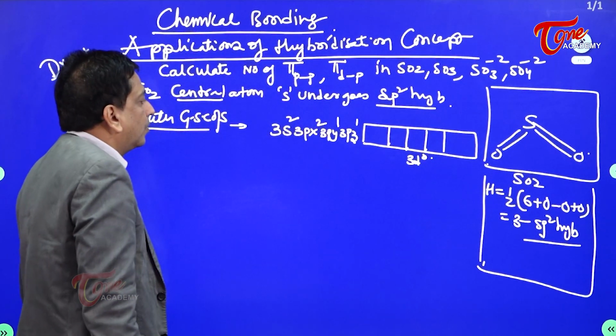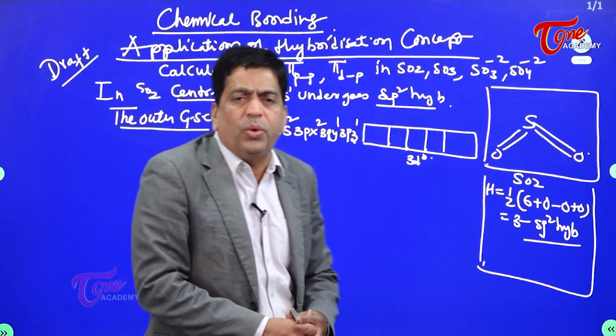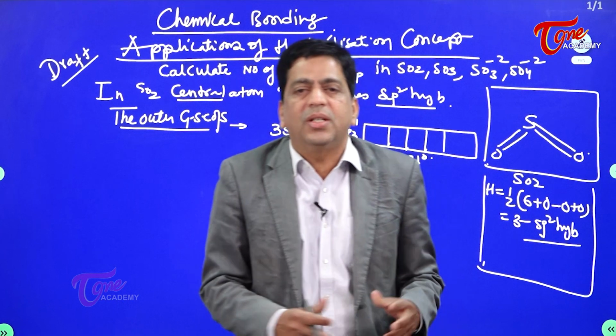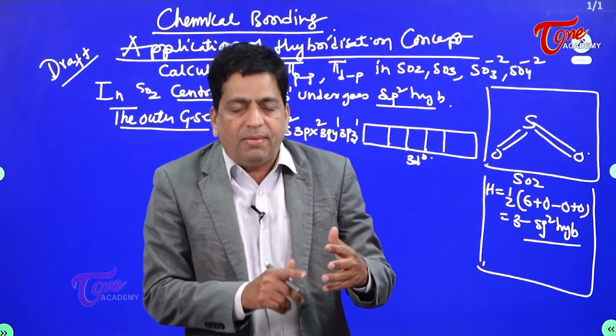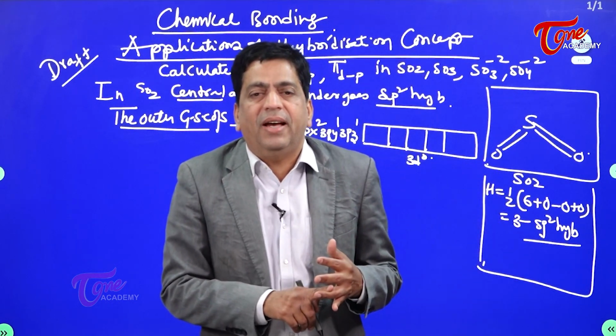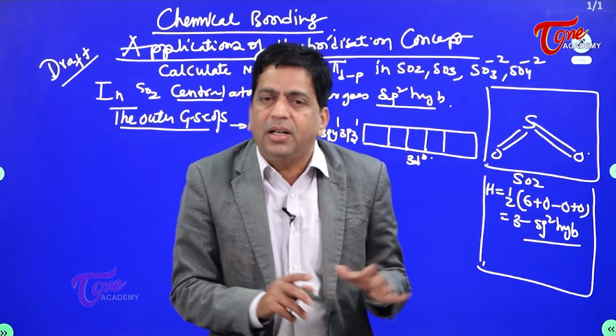Rather, the entire d orbital is what? Vacant. The entire d orbital is vacant because it is the third shell. The first shell will have only 1s, the second shell will have 2s, 2p, and the third shell will be having 3s, 3p, 3d, right? It is vacant.